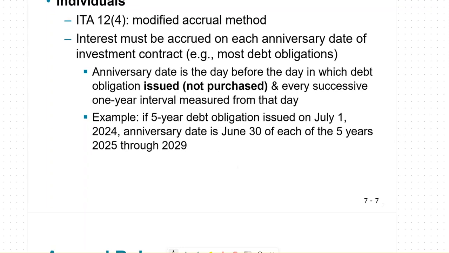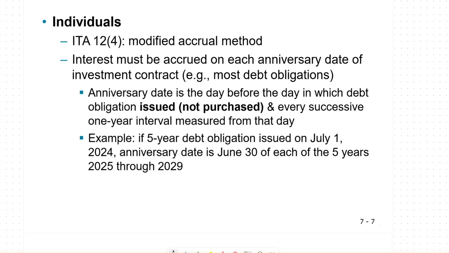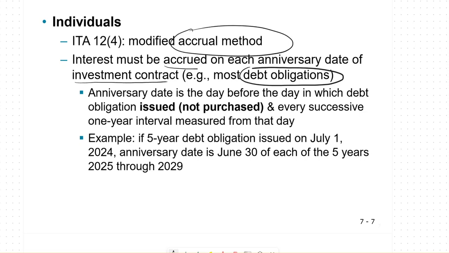Now, interest income. When do we have interest income? When we lend somebody money, we have interest income, or when you put money in a GIC, that is also interest income. So in this case, we're technically thinking of a debt obligation. Interest must be accrued on each anniversary date of the investment contract. We call it the accrual method. Even though you haven't been paid for it, you calculate the interest income.